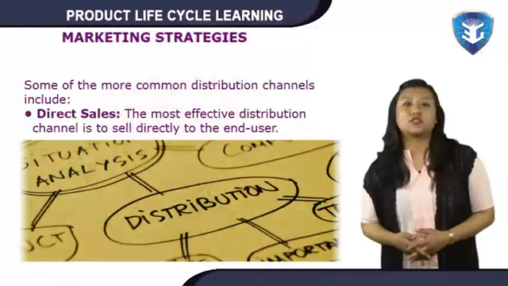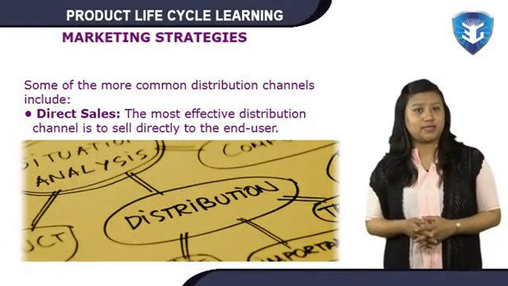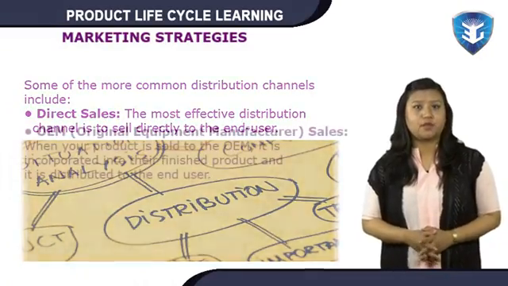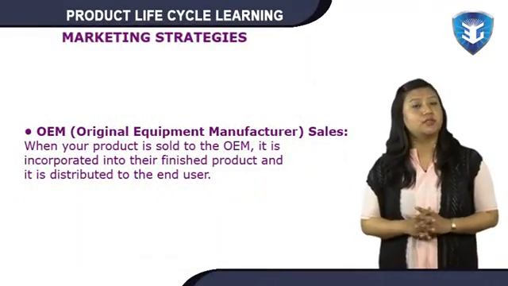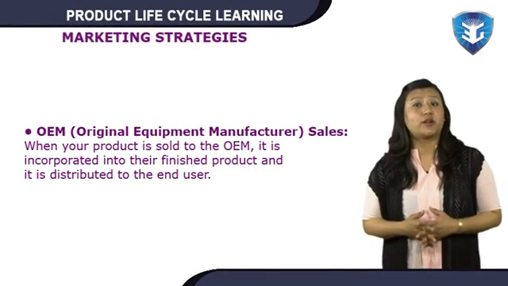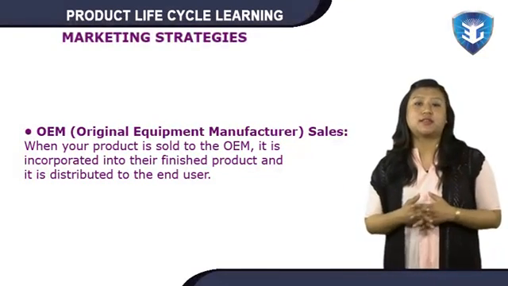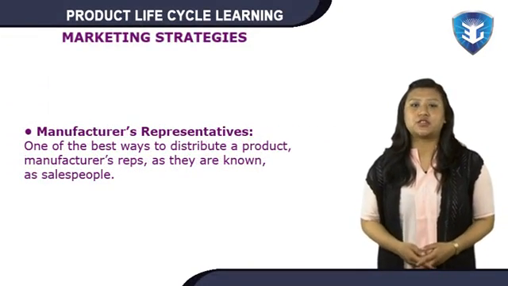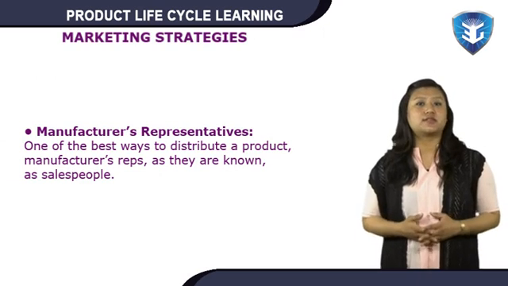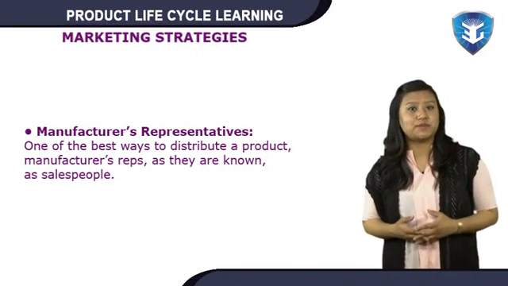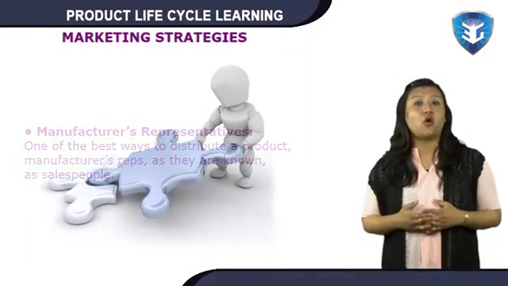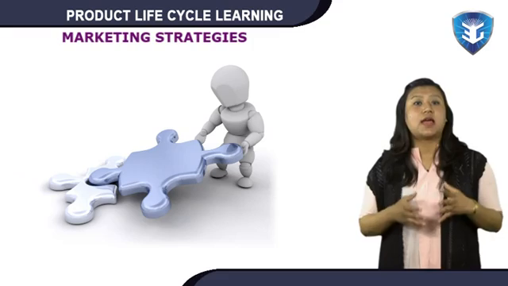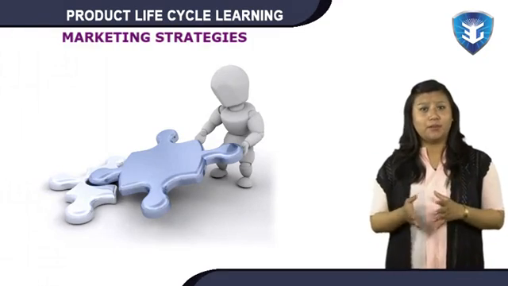Some of the more common distribution channels include direct sales. The most effective distribution channel is to sell directly to the end user. OEM, original equipment manufacturer, sales. When your product is sold to the OEM, it is incorporated into the finished product and it is distributed to the end user. The manufacturers' representatives. One of the best ways to distribute a product, manufacturers' reps, as they are known, are salespeople who operate out of agencies that handle an assortment of complementary products and divide their selling time among them.